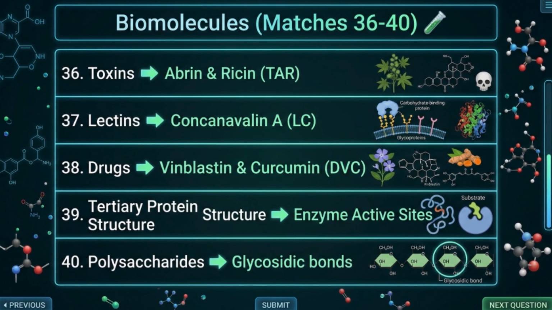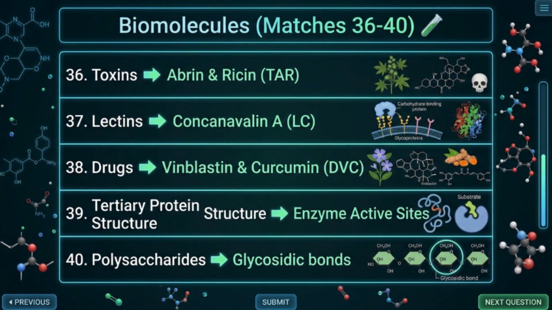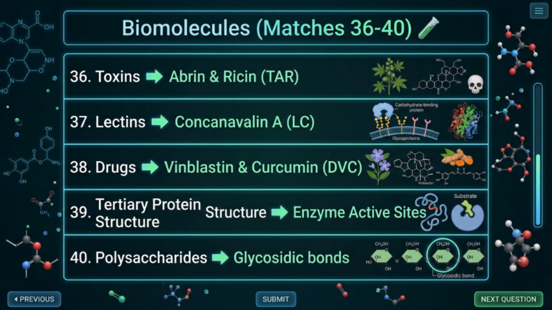Next, biomolecules. Use our exact secondary metabolite codes. Toxins is TAR, abrin and ricin. Lectins is LC, concanavalin A. Drugs is DVC, vinblastine and curcumin. Tertiary protein structure is necessary for enzyme active sites, and polysaccharides are joined by glycosidic bonds.